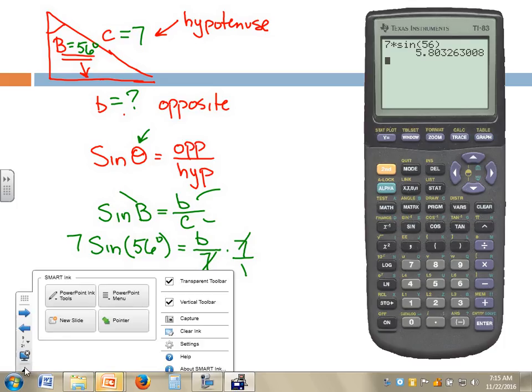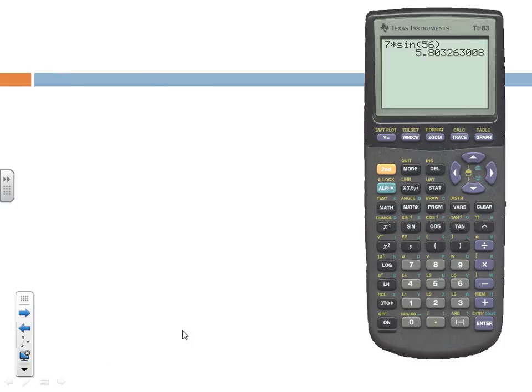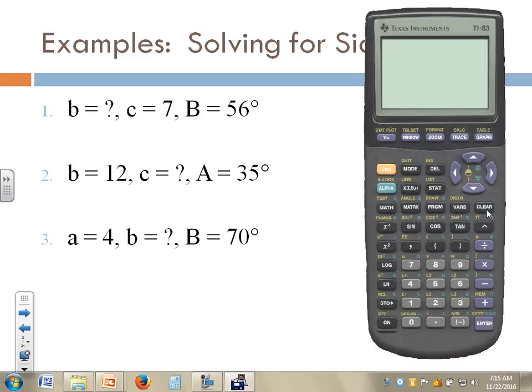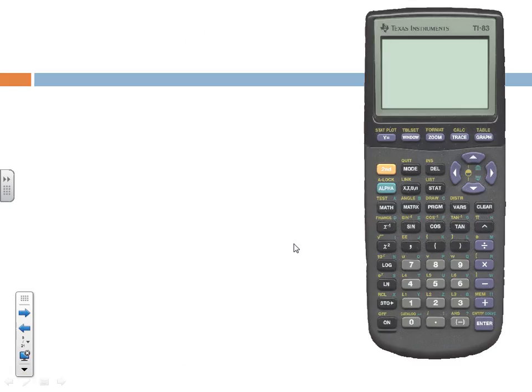So I'm going to clear this. We're going to do the next example a little bit faster. All right. I'll go ahead and clear my calculator. Here I have side B. I'm going to look for side C, which is my hypotenuse, and I'm going to be given angle A, which is 35 degrees. All right. So I have my triangle, maybe a little bit bigger.